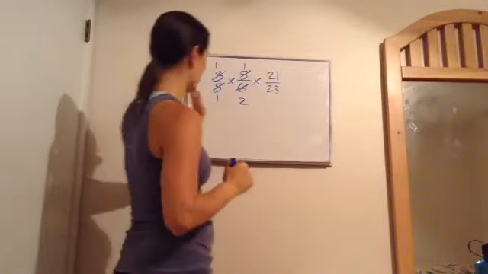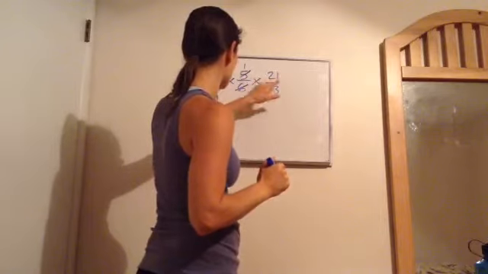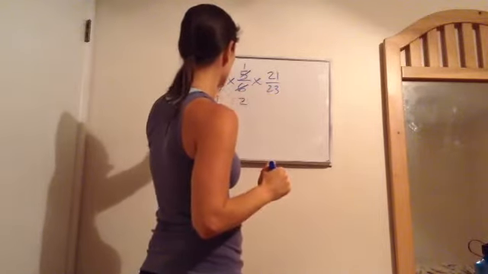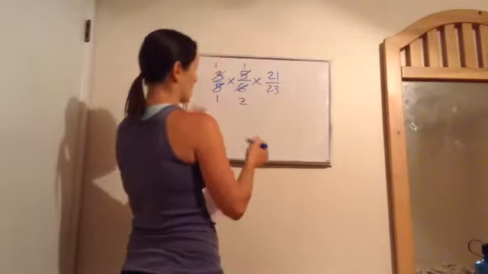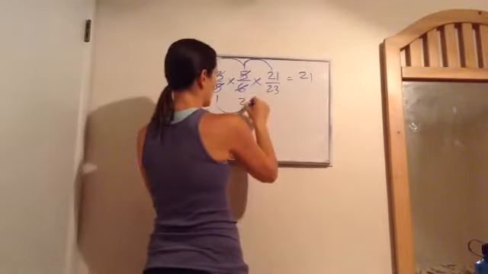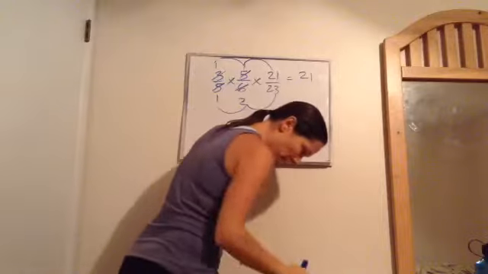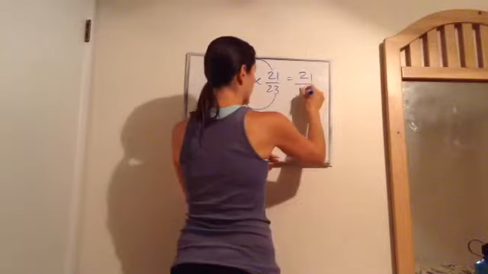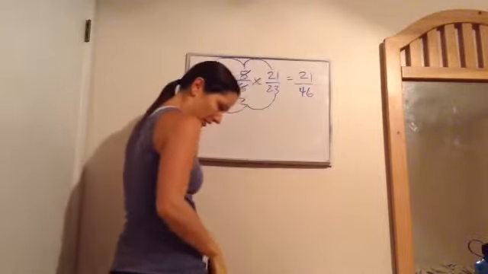All right, is there anything else that'll cancel? I could even use this number with this one and vice versa, and it doesn't look like there will. So 1 times 1 times 21 equals 21, and 1 times 2 times 23 equals 46. And that is my final answer.